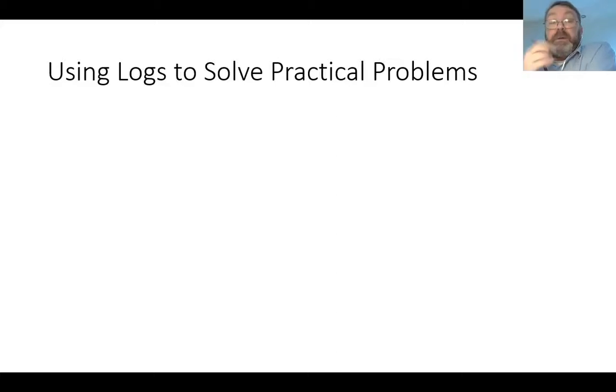So to finish this chapter now, what we're going to do is take a look at practical problems involving logs. And I do need you to remember everything we've already covered in terms of logs and indices from the previous part of this chapter, particularly the laws. They are in your tables.